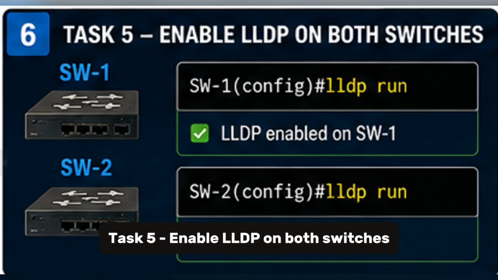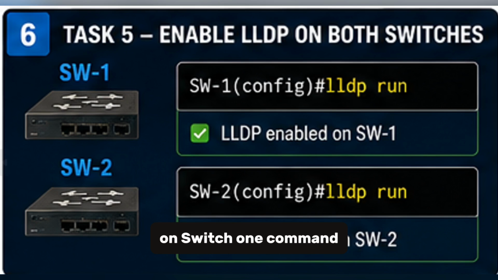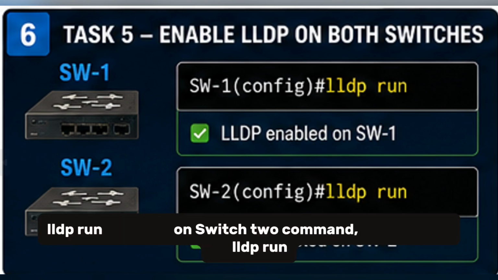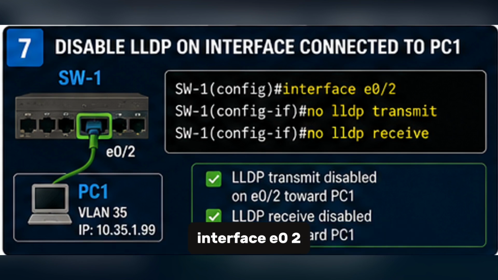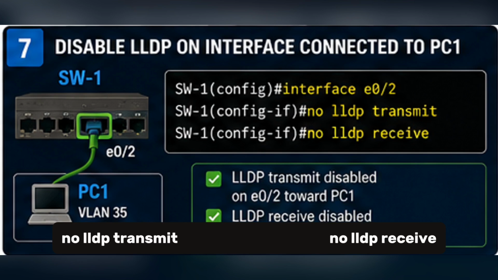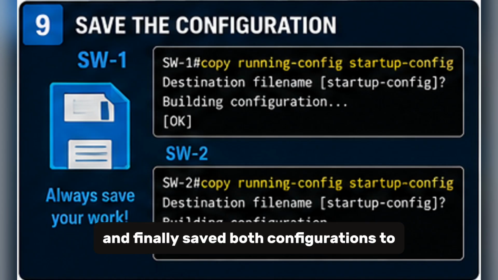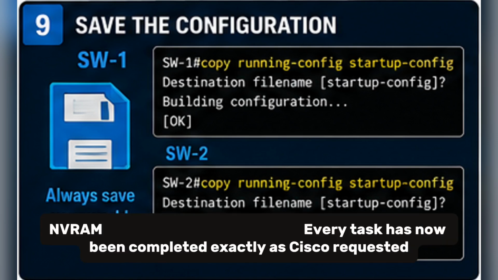Task 5. Enable LLDP on both switches. On switch 1, the command is lldp run. On switch 2, the command is lldp run. Disable LLDP on the interface connected to PC1. Interface E0/1, no lldp transmit, no lldp receive. And finally, save both configurations to NVRAM.